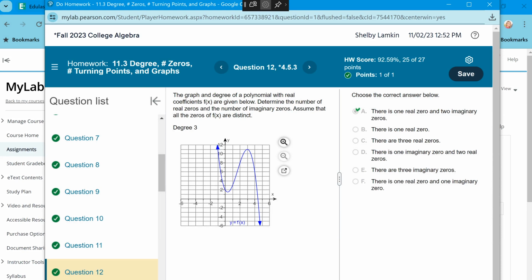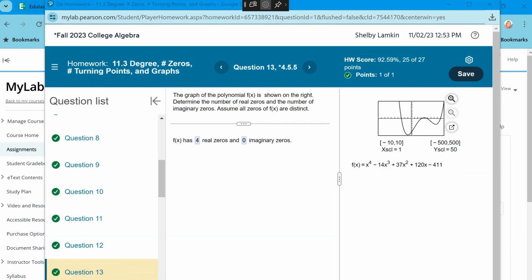This one has 1 real and 2 imaginary. Since it's degree 3, it had to have 2. The graph of the polynomial is shown at the right. Determine the number of real zeros and the number of imaginary zeros. Well, if you look closely, you see that it has 1, 2, 3, 4 places that it crosses the x-axis. So it has 4 real zeros. It doesn't have any imaginary zeros.